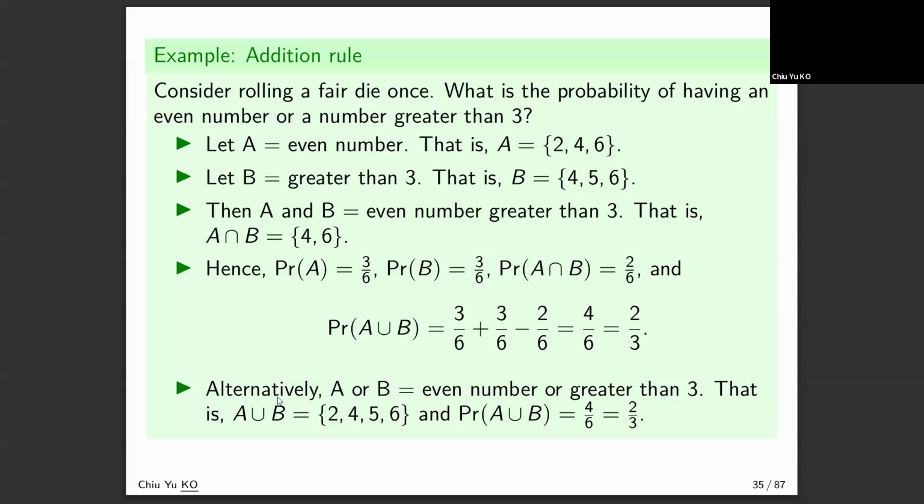So how do we do it? Remember, blue plus red minus orange is green. What is red? Red is A, with probability 3/6 because there are 3 outcomes. And blue is also 3 outcomes, 3/6. And A intersect B is 2 outcomes, 2/6. So we just do blue plus red minus orange, which is green. Done. 2/3. Okay? So that demonstrates how you relate the intersection and the union.